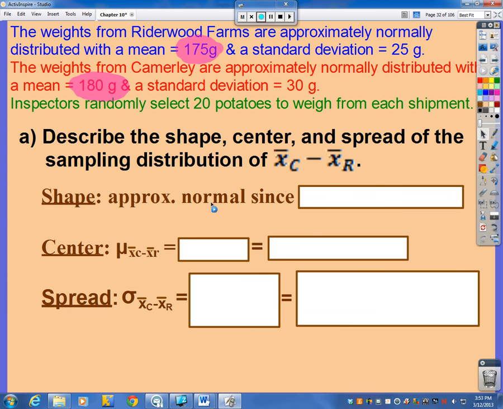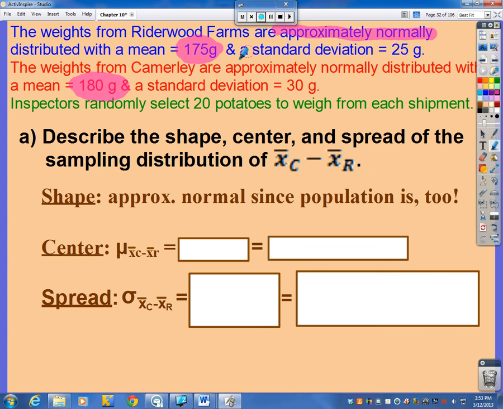Now, the shape will be approximately normal. Why will it be approximately normal? Well, we only have 20 potatoes from each shipment. That's not big enough for the central limit theorem. But oh, the population, it said, is approximately normal, and Cammerley is approximately normal. So we're good. We don't have to do anything special here.